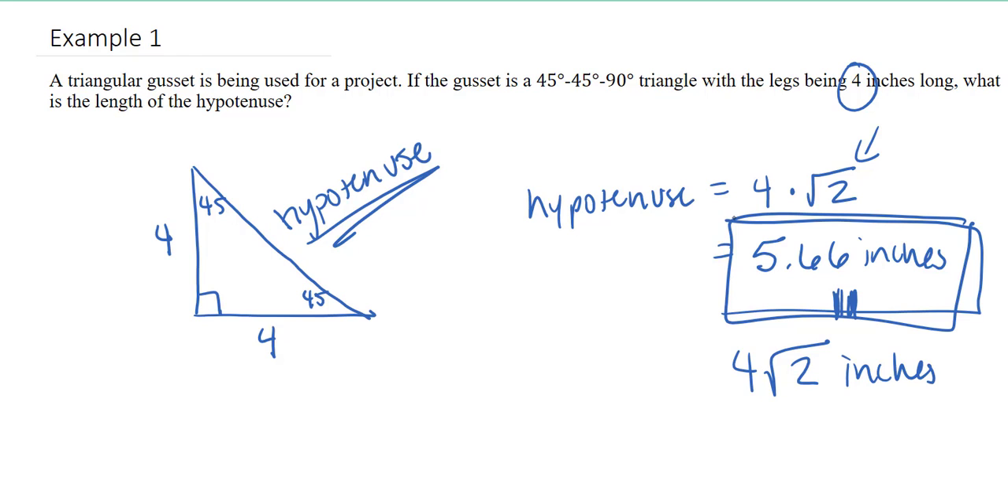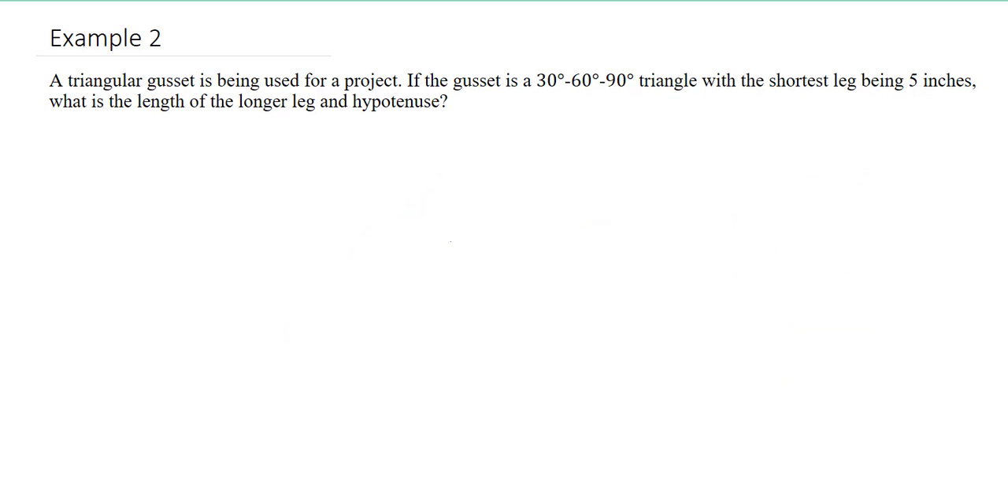Now let's do the next example. Example 2: a triangular gusset is being used for a project, and it's a 30-60-90 triangle.